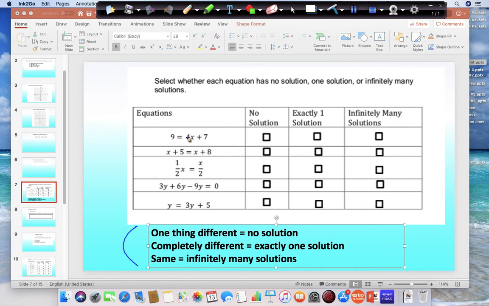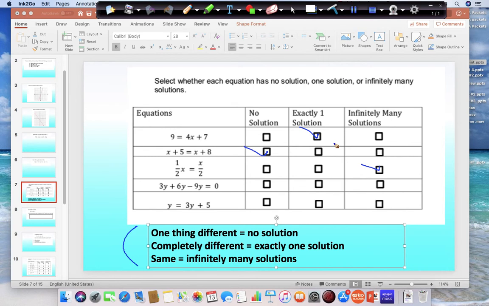If we look at the two different sides of this equation, they are completely different. When they are completely different, there is exactly one solution. If just one thing is different from either side, it is no solution. If they are the same, which multiplying by 1/2 and dividing by 2 are the same, there are going to be infinitely many solutions.